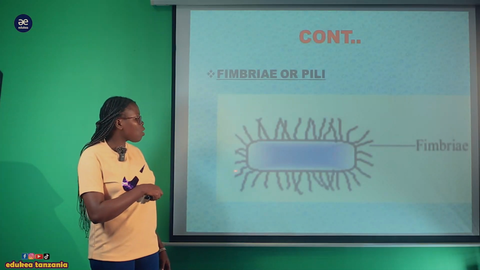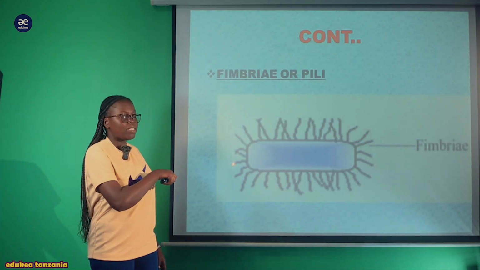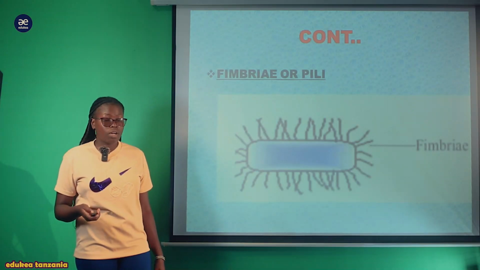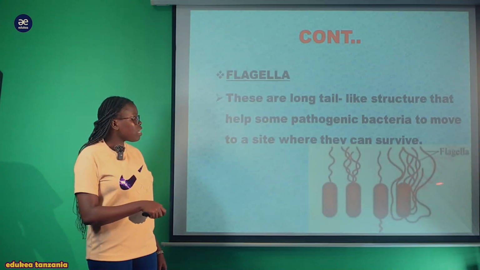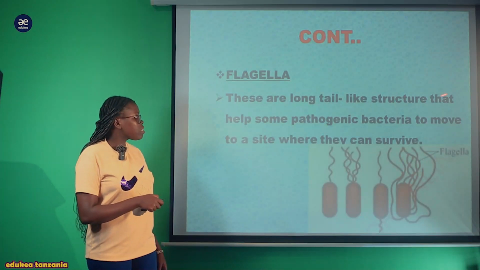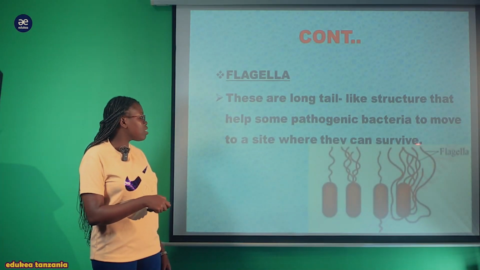The other one, these are the structure. Another structure is flagella. These are long tail like structure that helps some pathogenic bacteria to move to a site where they can survive. Kwa hiyo hapa pia ni moja ya locomotory organisms or structure used by this bacteria kwa ajili ya kuweza kumove from one place to another inside the cell.